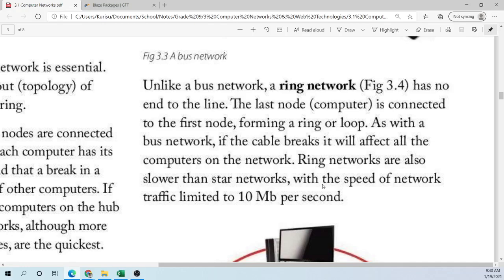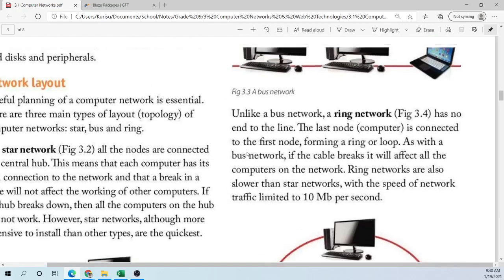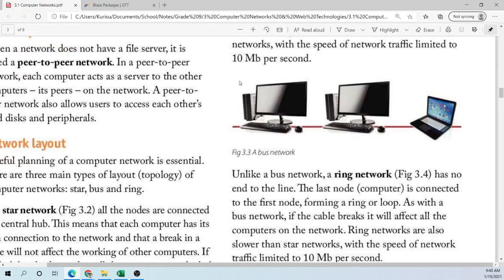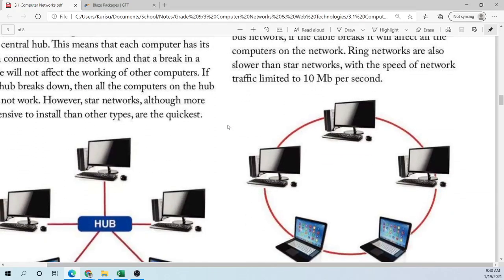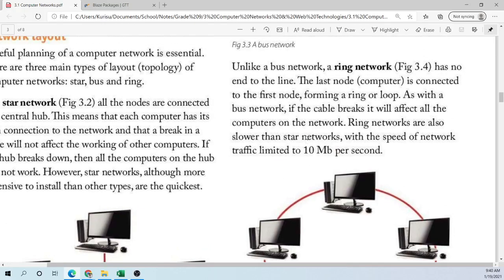Good. So the ring, you can say it's almost similar to a bus, because if you think about it, if you loop back these two ends to each other in the bus network, it basically will become a ring. So the ring has similar disadvantages and advantages like the bus. If a cable was to break at any point, you are going to lose the connection to that part of the network.